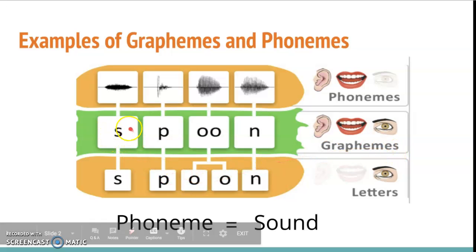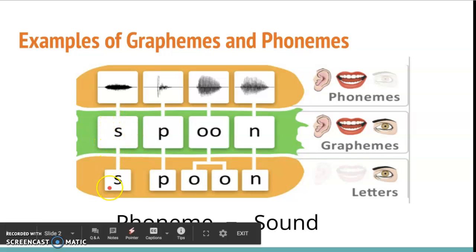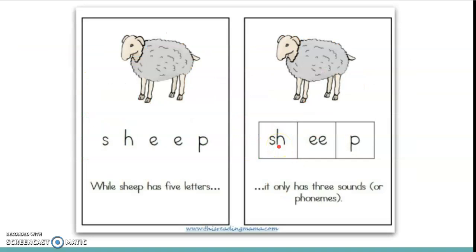But for now, let's just focus on the letter that we know goes with the sound s, and we know goes at the beginning of the word spoon. So we're going to put each of those letters in the box correlating to their sound, and that is how you count the phonemes. So let's try another example.